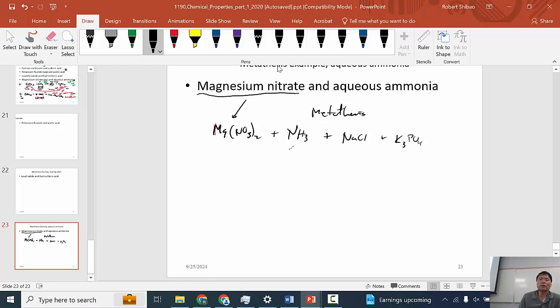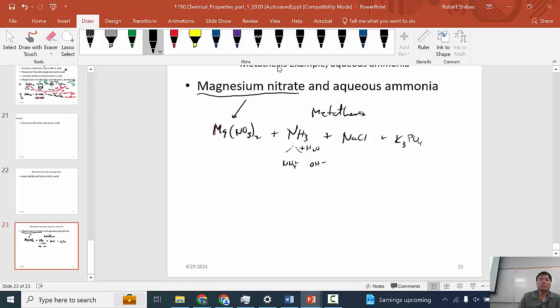Now, I looked, and a lot of people had this right. What do you do with aqueous ammonia in metathesis? Add H2O. And when we add H2O, what happens? We form a little bit of ammonium and a little bit of hydroxide.